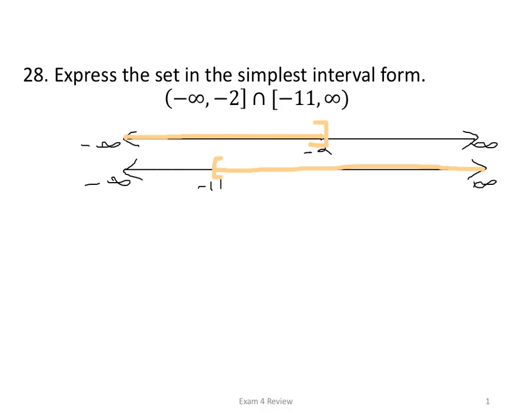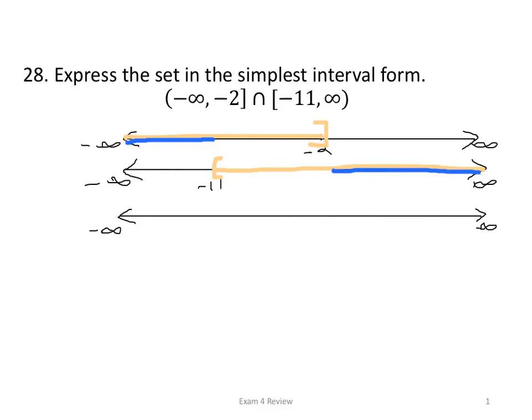We are looking at the intersection. We're not looking at whatever's in the total of both groups, but we're looking at those points that are in both groups. In other words, an intersection has to exist in both groups. So if you look at the top line, everything I'm doing in blue does not exist in both groups. If you look at the bottom, everything I'm doing in blue does not exist in both groups. So what does exist in both groups? And that's going to be everything from negative 11 all the way to negative 2.